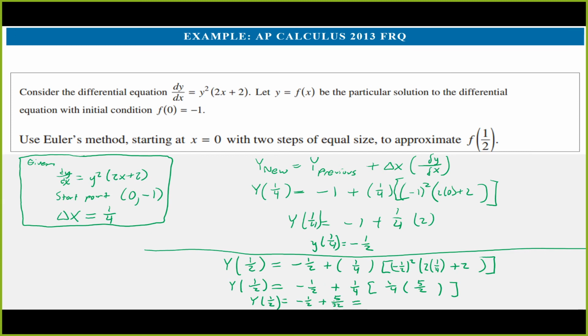Okay, so common denominator, negative 1/2 is the same thing as what? Plus 5 over 32. Wait, no. 16 over 32. 16 over 32, okay, so this is negative, so it's going to be negative 11 over 32. Perfect. Negative 11 over 32 is our estimate for our y value when x is 1/2.